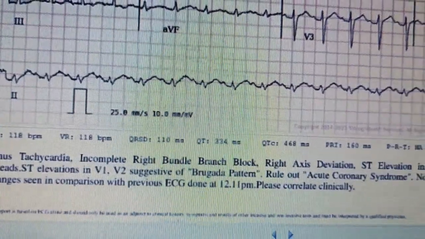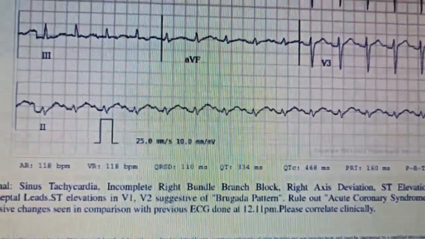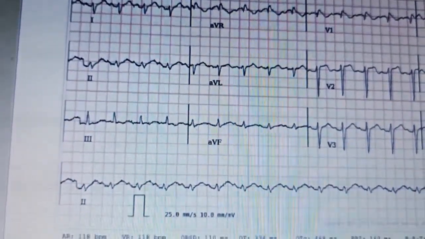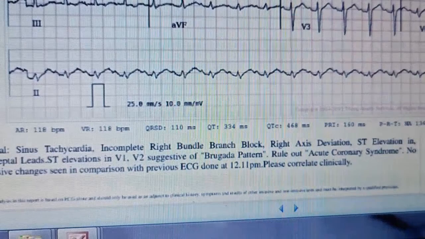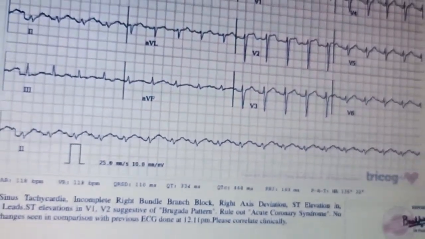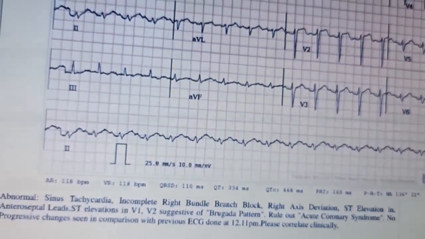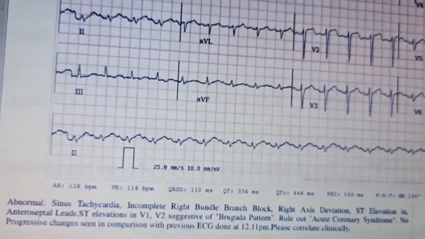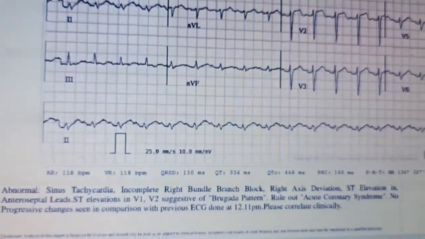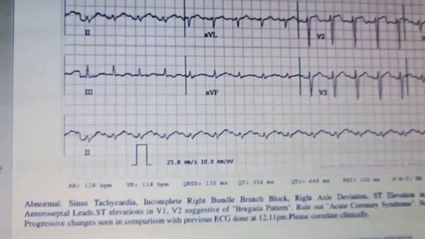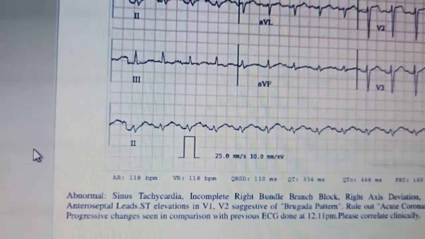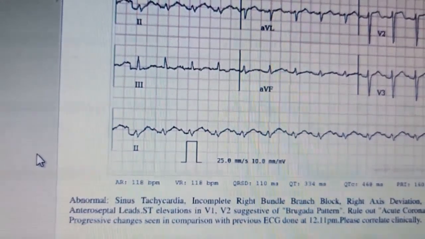Now the QRSD, this is the distance of this QRS pattern, QRS complex. This QRS complex, in its normal condition, normally ranges from 80 to 100 millisecond, while here it is 110 millisecond. It means it is different, it is abnormal. First we considered the arterial and ventricular rate, that is 118 per minute.